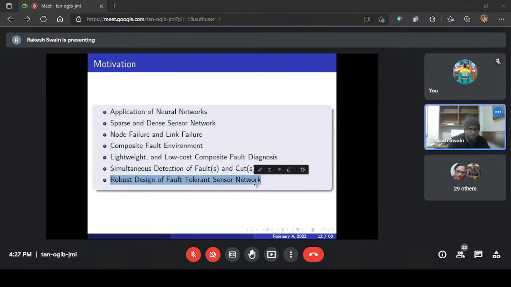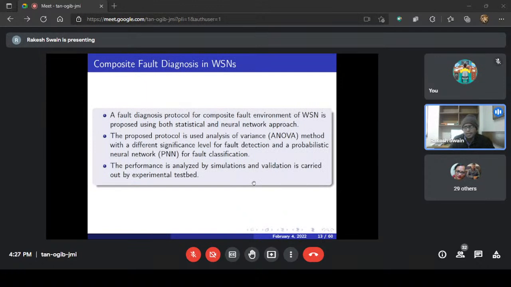Let's discuss one solution here. For composite fault diagnosis, I already told you what composite is: it takes heterogeneous, different types of faults to diagnose. Here a composite fault diagnosis protocol is proposed using a statistical and a neural network approach. Basically, the protocol uses analysis of variance, the ANOVA method, with a significance level for fault detection, and the PNN, the probabilistic neural network, for fault classification.